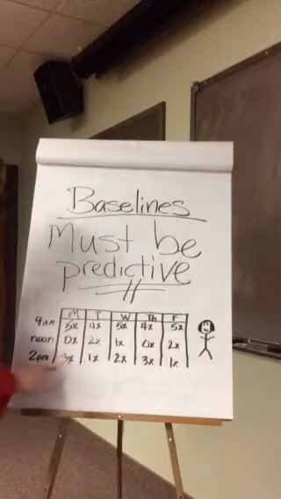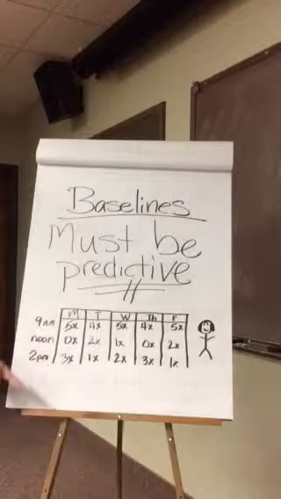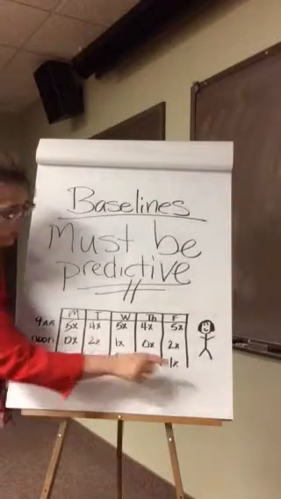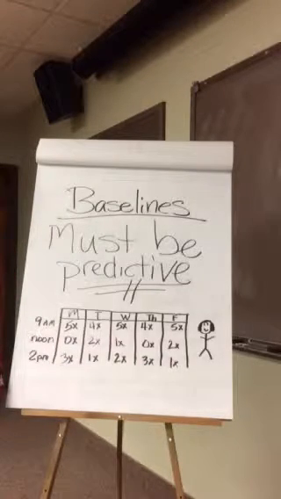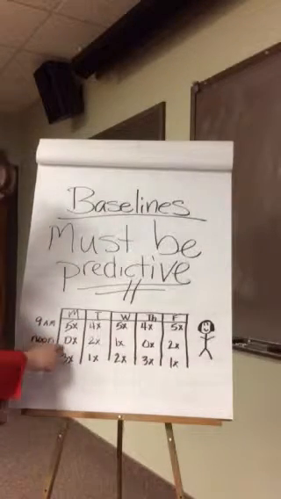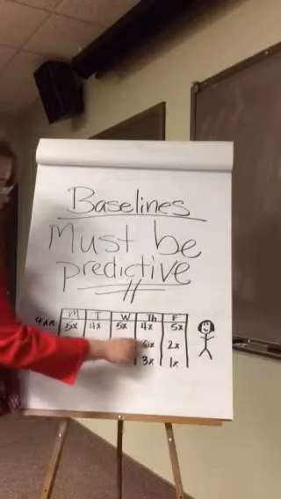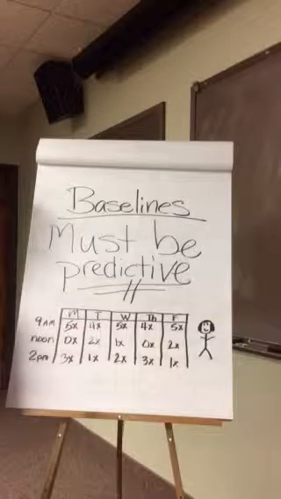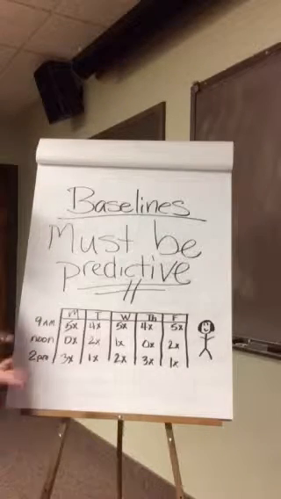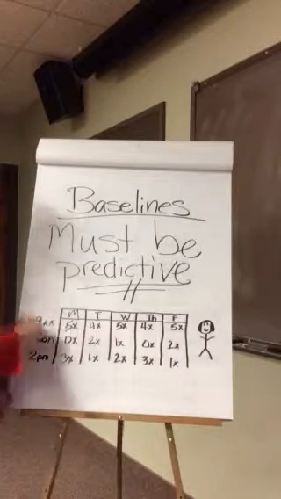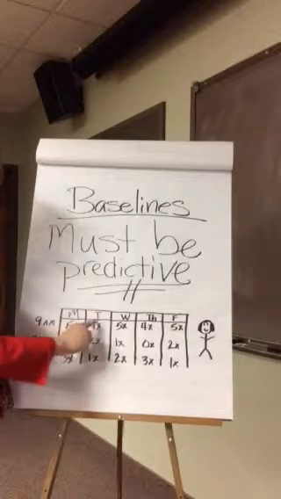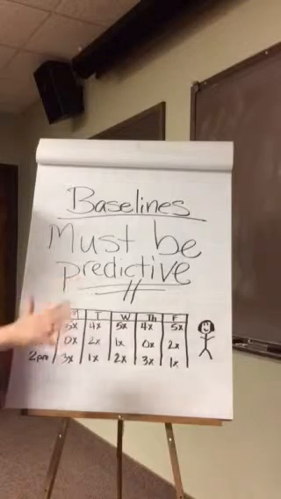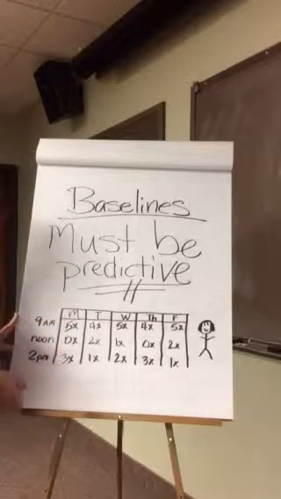All right, so 2 p.m. Sally has 3 out-of-seat behaviors: 1, 2, 3, and 1. Is that really predictive? Not really. At noon, 0, 2, 1, 0, 2. We're seeing a pattern, but we're not seeing something that's predictive. At 9 a.m., we're seeing 5, 4, 5, 4, 5. Well, it's a pattern, but we're not seeing what constitutes a trend.